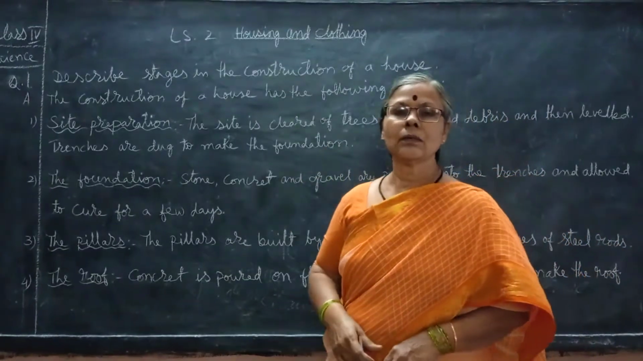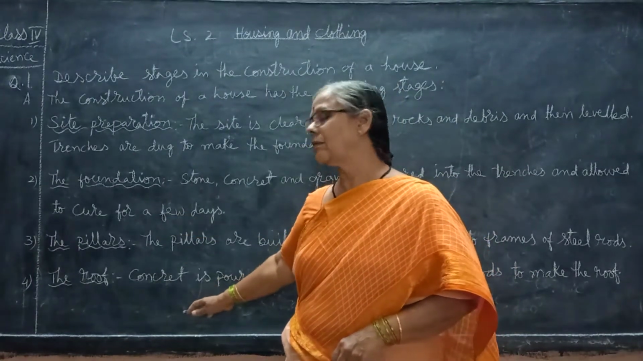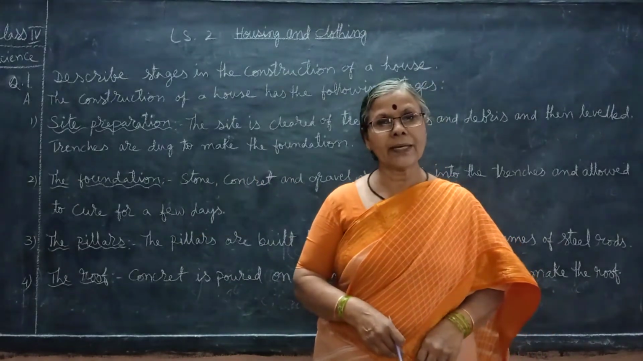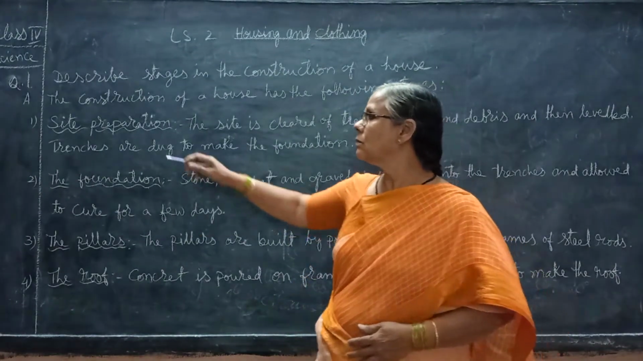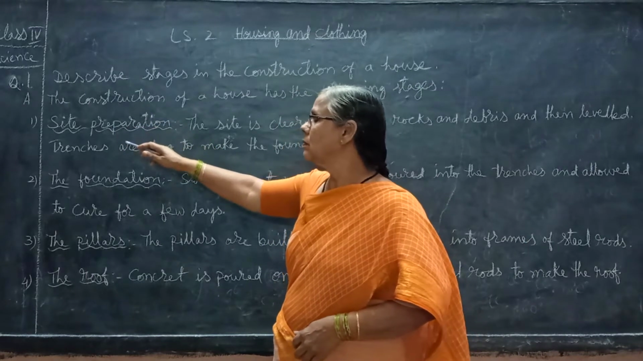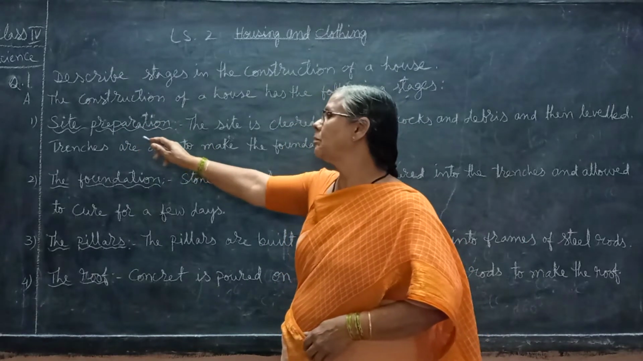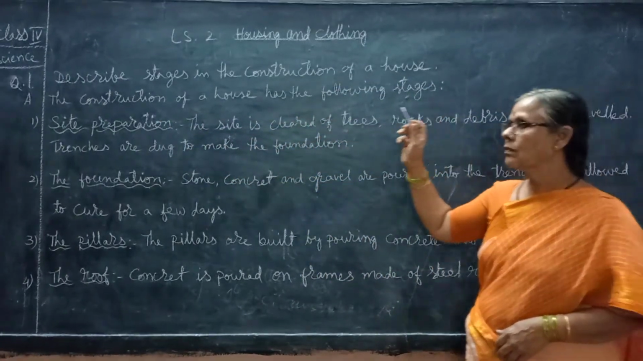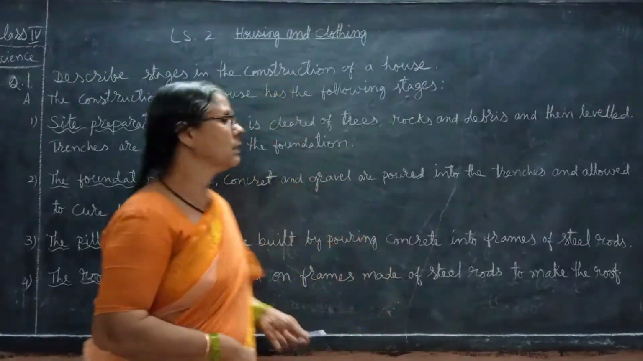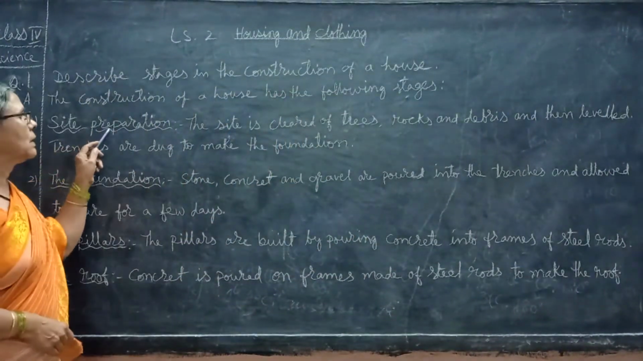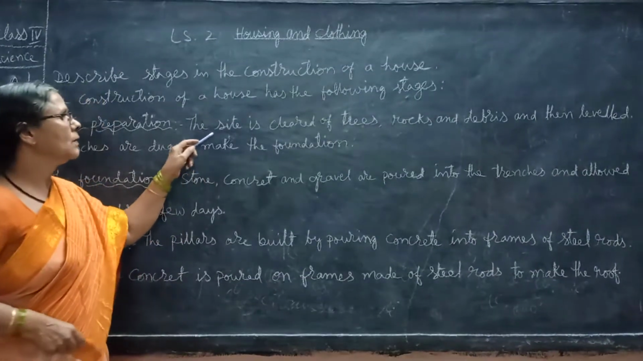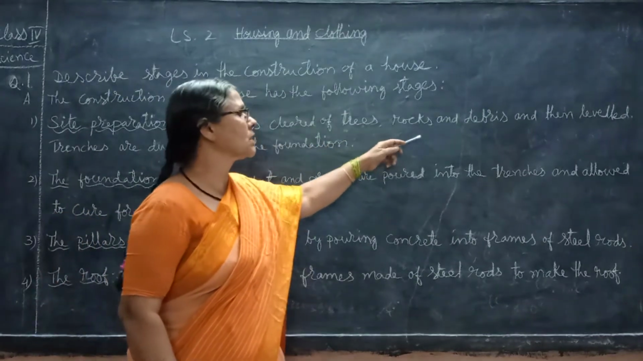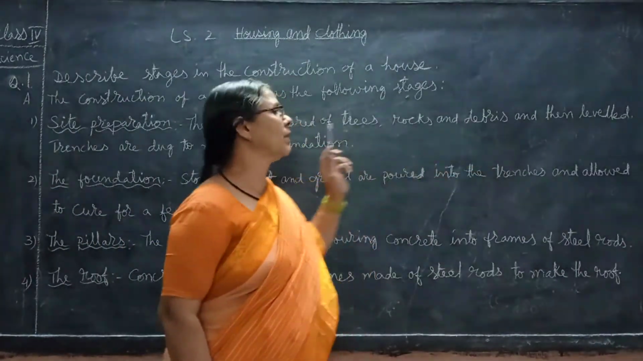The answer is big. First 4 points I will write here, and the next 4 points also I will write. Total 8 points are there. So, the construction of a house has the following stages. Number 1, site preparation. The site is cleared of trees, rocks and debris and then leveled.